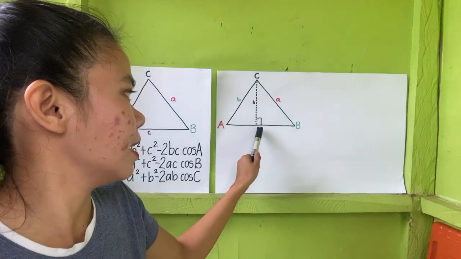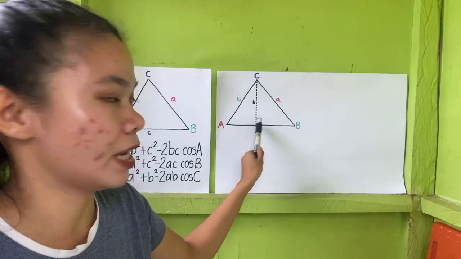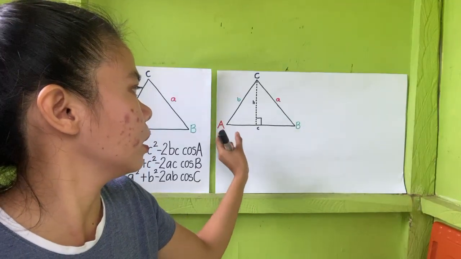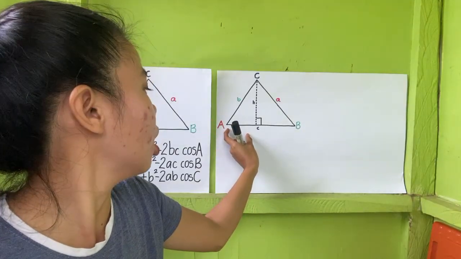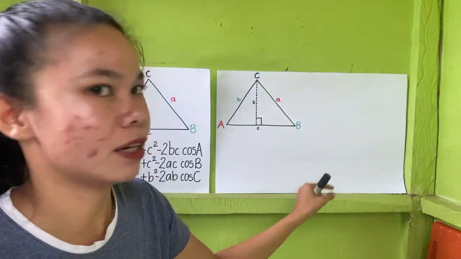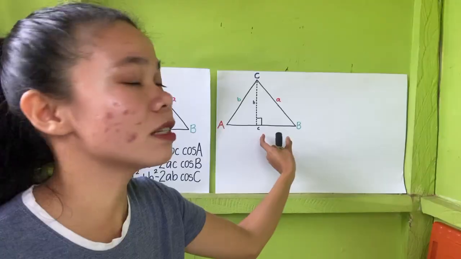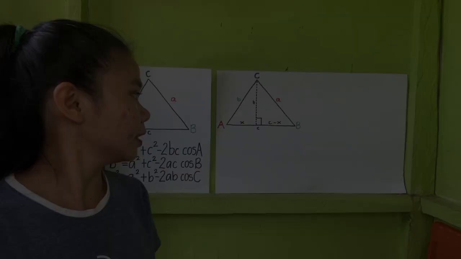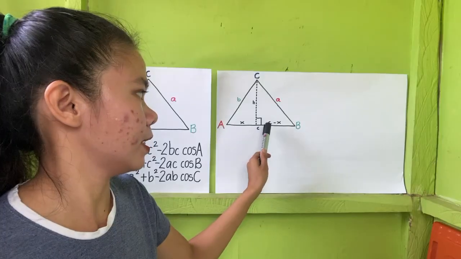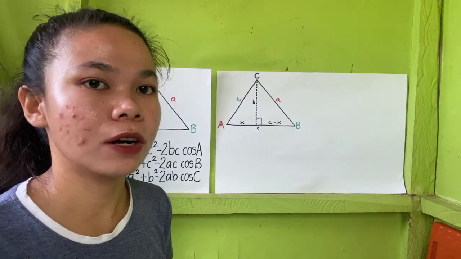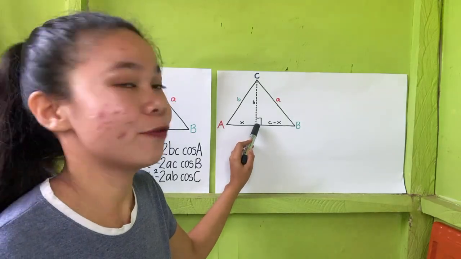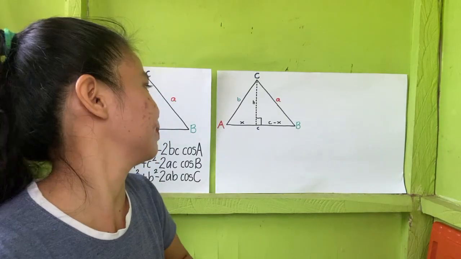Now, since side c has also been split, we are going to name this part x and this one c minus x, because again, if this is x, then this must be c minus x. Now we have written x here and c minus x here. And also, we are going to label this point here as D for our reference later.